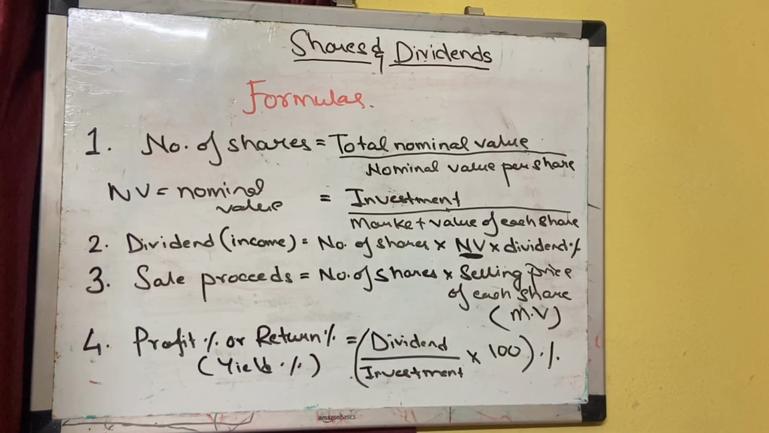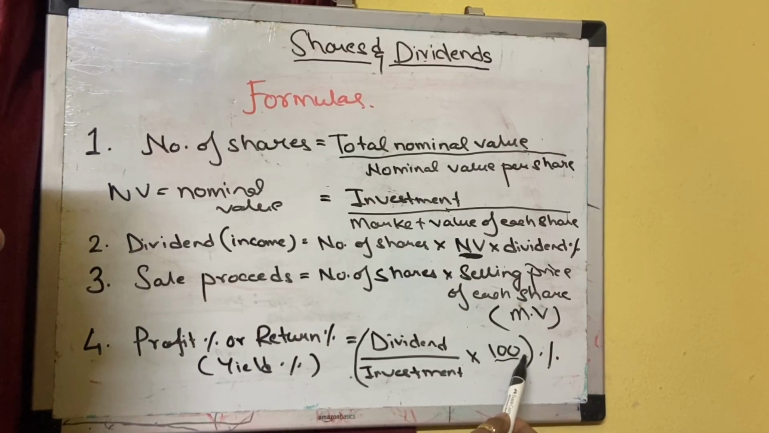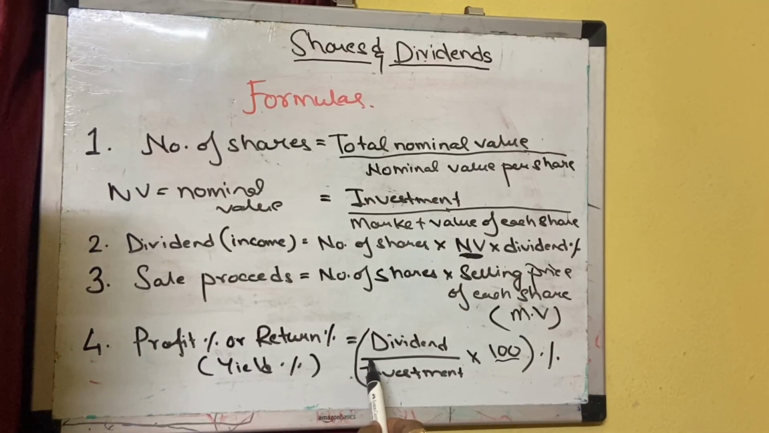Now comes number 4. It is profit percent or the return percent. How much return we are getting from the shares that we have bought in terms of percentage. So what is the formula? It is dividend by investment into 100. Since it is percentage, I will be multiplying it with 100. And always know this thing that the dividend will always be less than the investment. The dividend cannot be more than the investment. Fine. So it is dividend by investment into 100%.